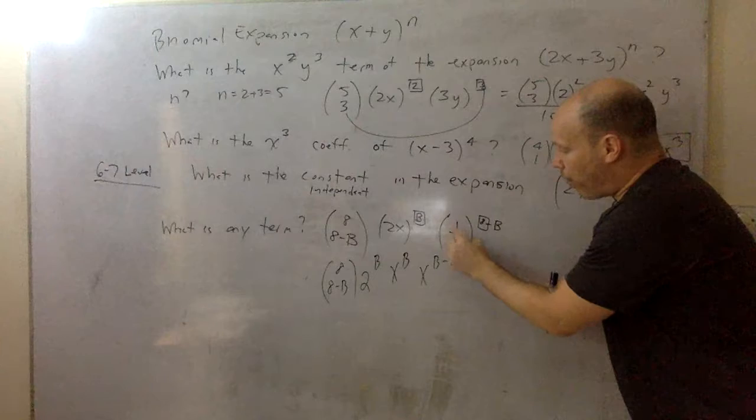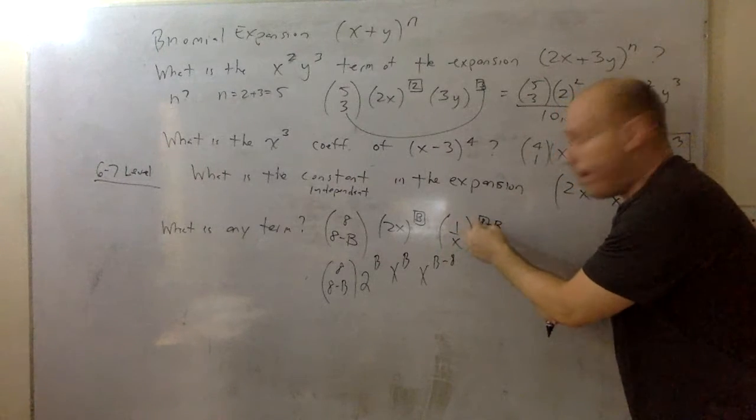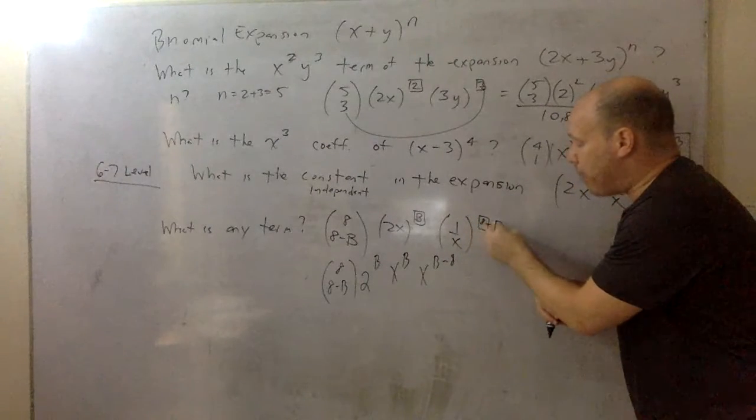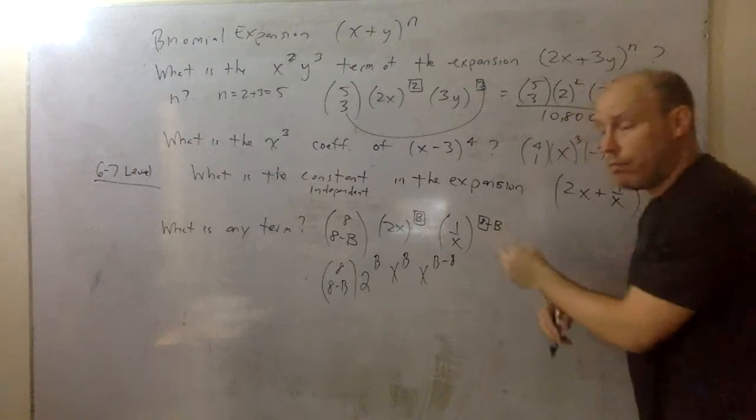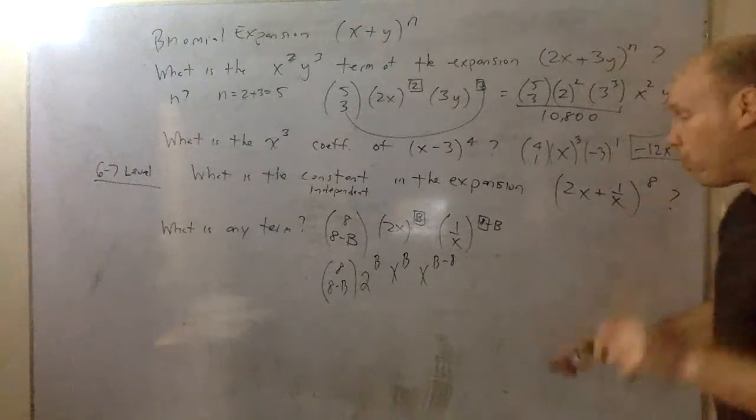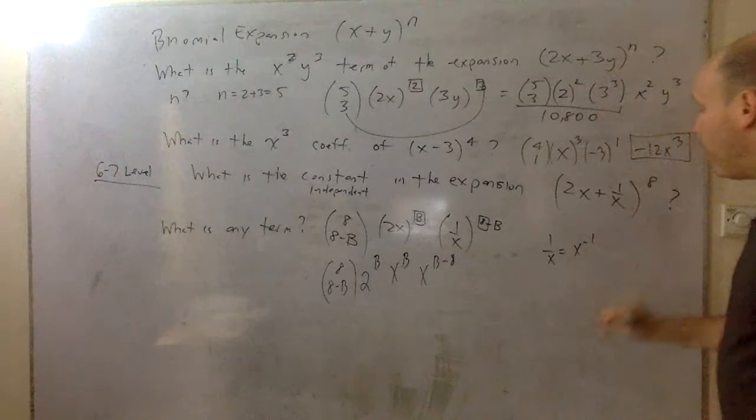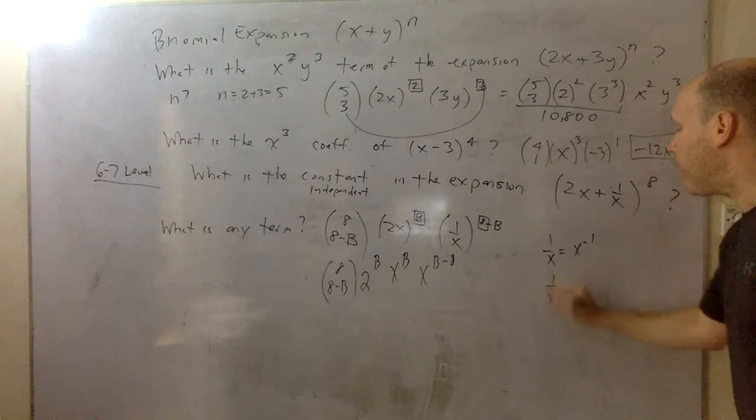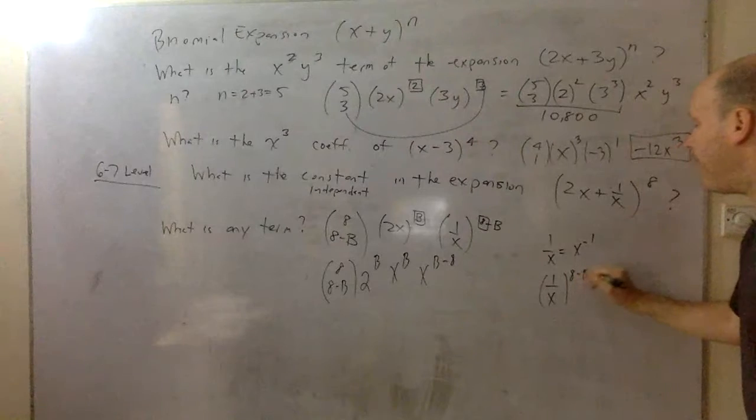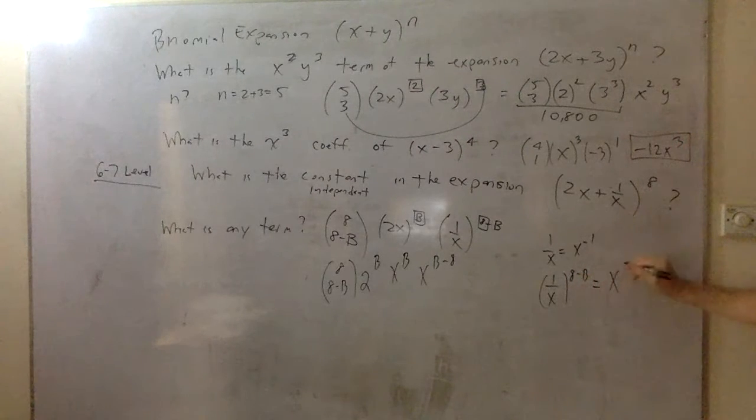Remember, 1 over x is x to the negative 1. Negative 1 times 8 minus b is b minus 8. I'll write that out once and only once. 1 over x is equal to x to the negative 1. That means 1 over x to the 8 minus b is equal to x to the negative 1 times 8 minus b, which is equal to x to the b minus 8.